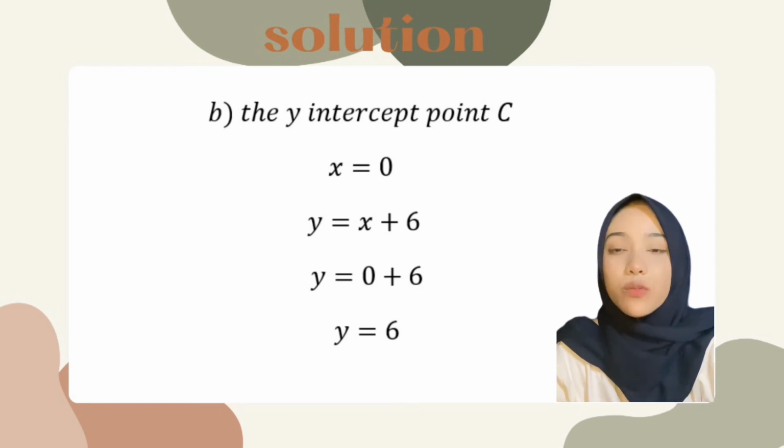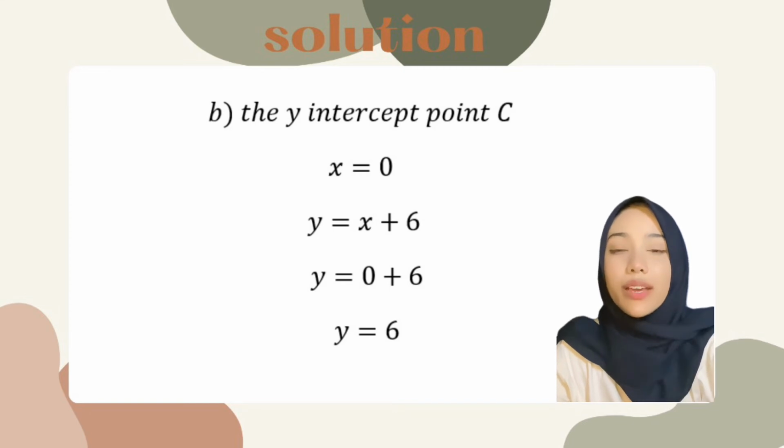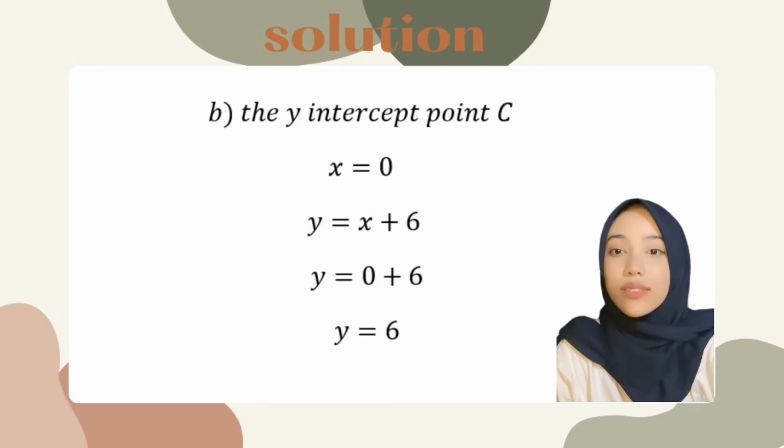So right now I'm going to continue with questions B and C. So question B, which is the y-intercept at the point C. At the y-intercept, x equals 0. So y equals x plus 6, and y equals 0 plus 6, so the answer is y equals 6.